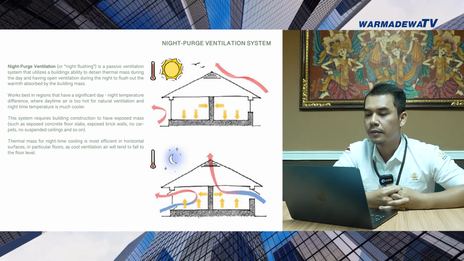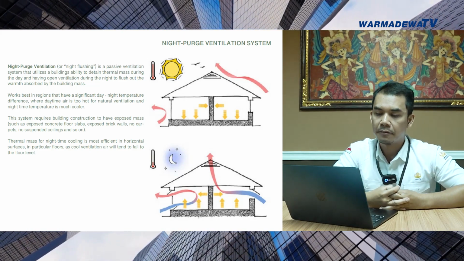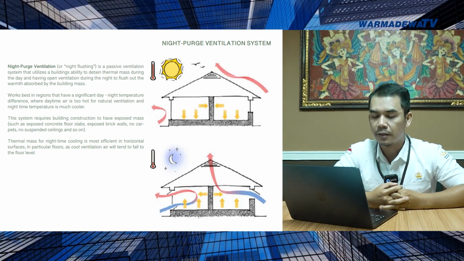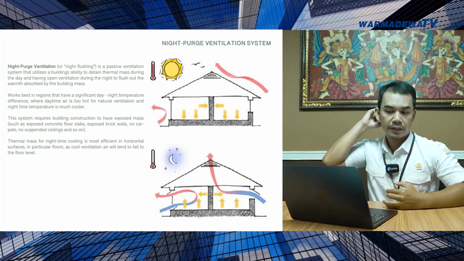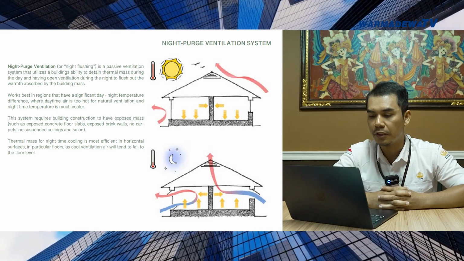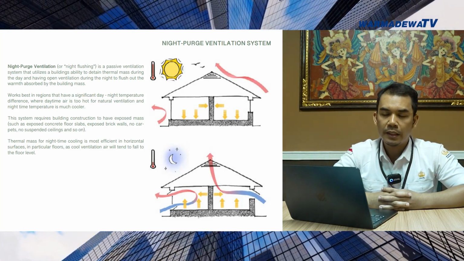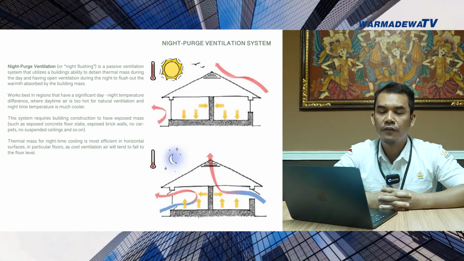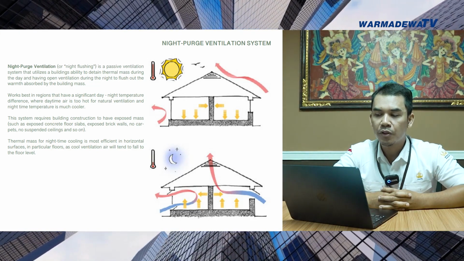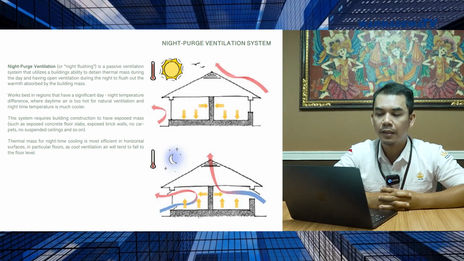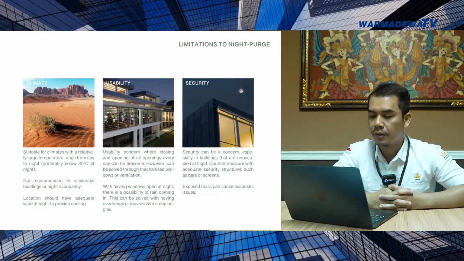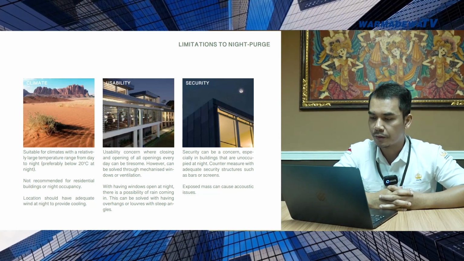Now, as I mentioned, this type of system cannot be applied just anywhere around the world. This ventilation system works best in areas that have a significant day-to-night temperature difference. For example, in desert regions. As we know, in desert regions, during the daytime, it can be very hot, while during the nighttime, it can be very cool. So night purge ventilation system works best in these environments. You can see on the slide there is a diagram or picture showing how this system works.